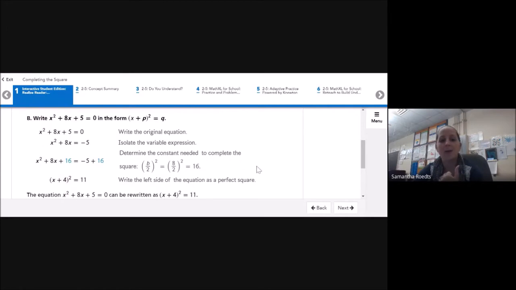And then I'm going to determine the constant needed to complete the square. Okay, so I'm looking at 8x. If I divide that by 2, that's 4. And then 4 squared is 16.